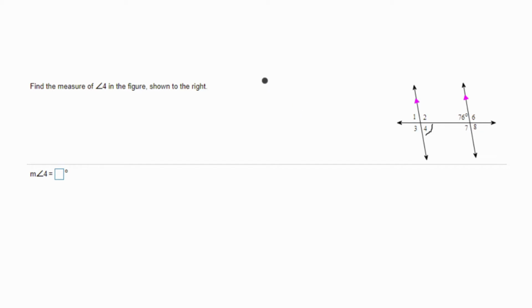So we're going to say angle 5 plus angle 2 equals 180 degrees. Okay. And so the goal is now to solve for the unknown angle, and angle 5 is 76. So 76, and then you're going to subtract 76 from 180 to solve for angle 2.